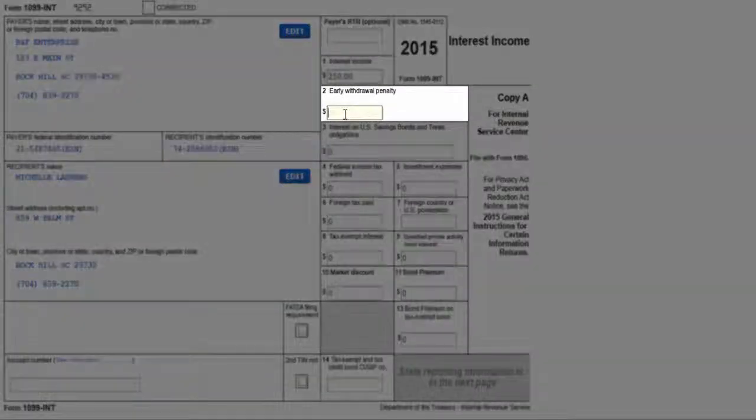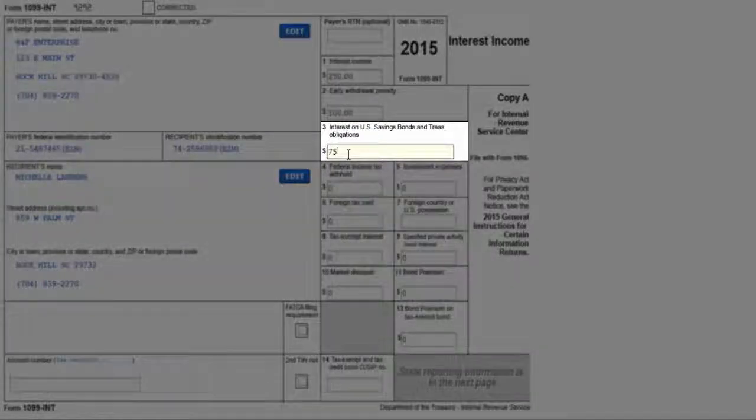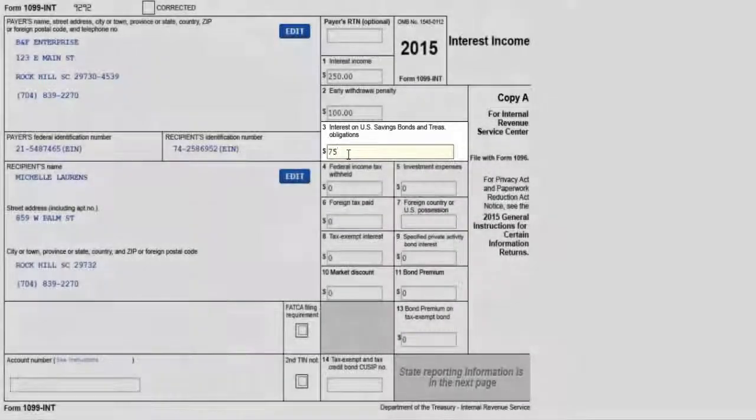Box 2. Enter the interest or principal forfeited because of an early withdrawal of time deposits that is deductible from gross income by the recipient. Box 3. Enter interest on U.S. savings bonds and U.S. Treasury bills, notes, and bonds. Do not include this amount in box 1.